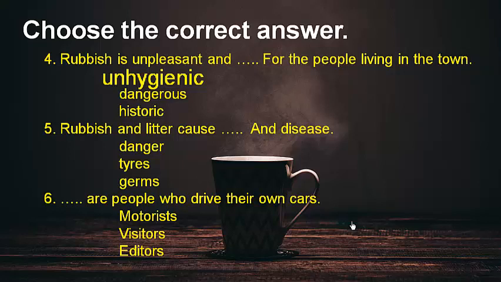Number five, rubbish and litter cause what and disease? They cause danger, tires or germs. Of course, rubbish and litter cause germs and disease. What are people who drive their own cars? Anything that have a motor. Yes, a motorist. Wonderful. Very good, guys.